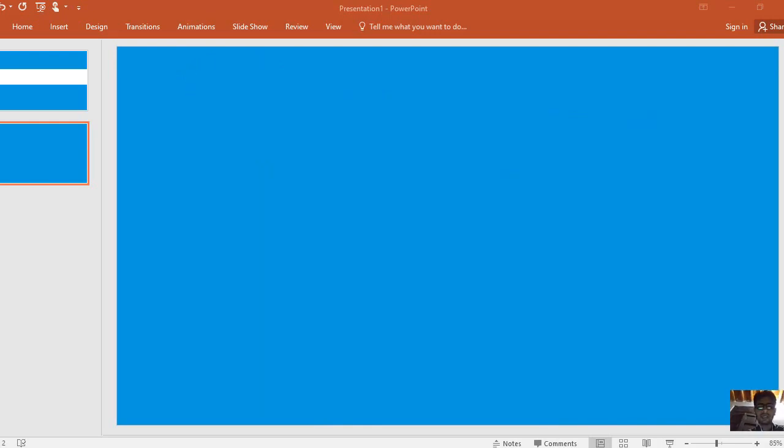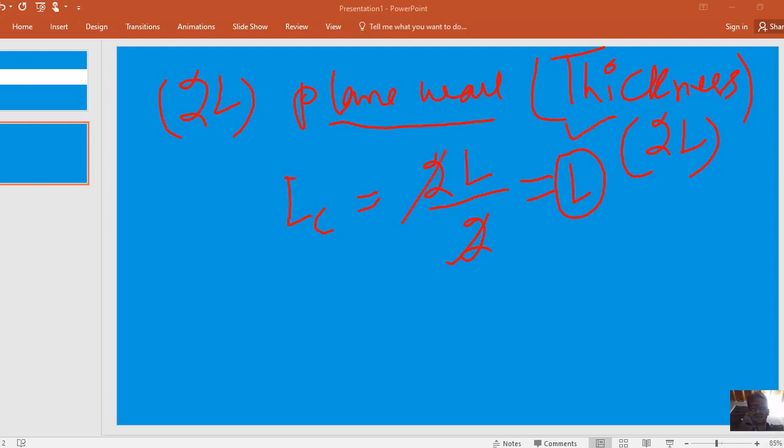Now for some geometrical figures, the characteristic length will be defined. For a plane wall having thickness 2L, the characteristic length will be equal to 2L divided by 2, which is L. So the characteristic length for the plane wall having thickness 2L is equal to half the thickness, the length L.